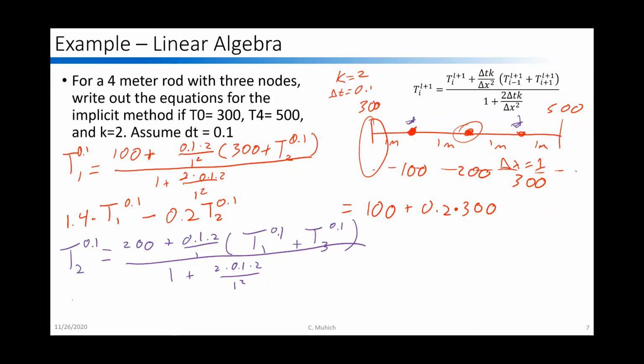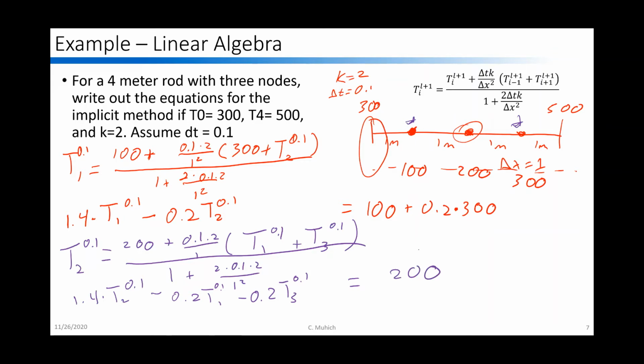Okay, so now I can go ahead and write this out. So this gives me 1.4 times T2 at 0.1. Now I need to pull over the T1 and the T3, right? So here we have minus 0.2 T1 at 0.1 minus 0.2 T3 at 0.1. And then that equals everything that's left over. So that's, in this case, just 200, or the original temperature.